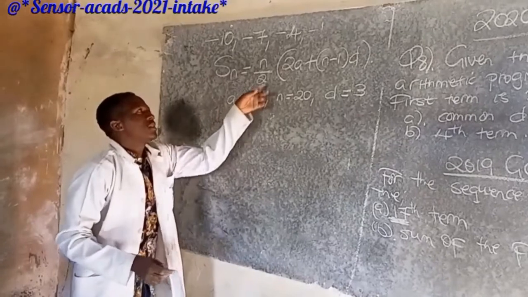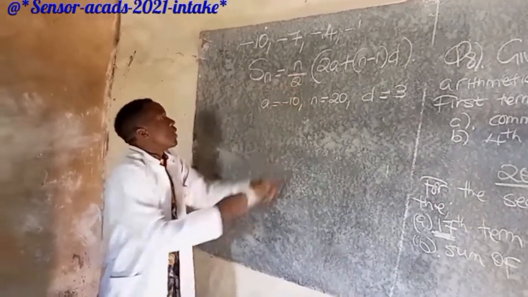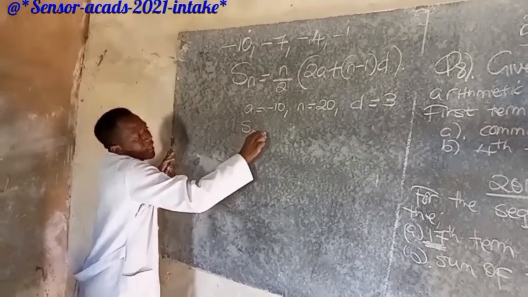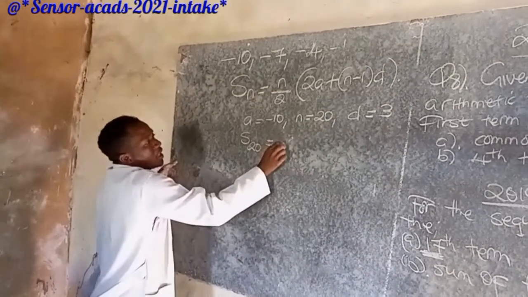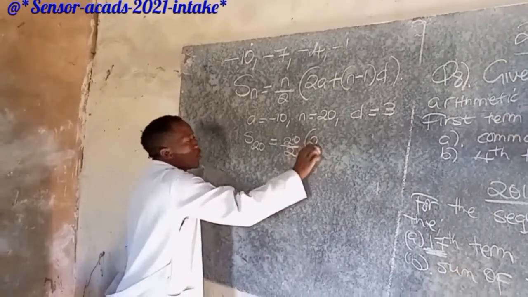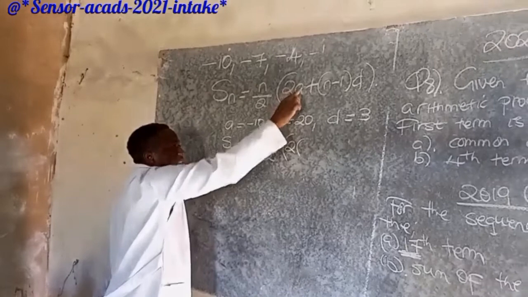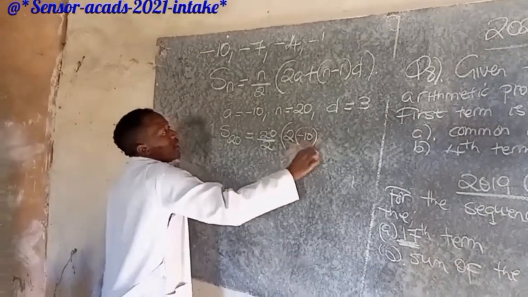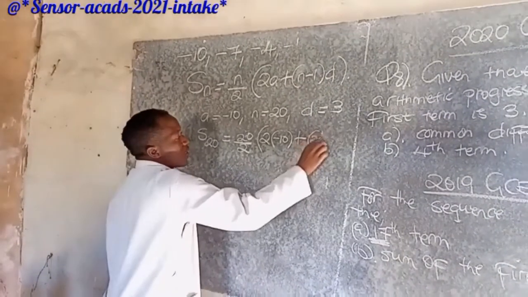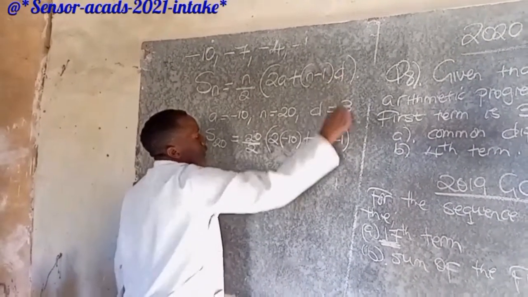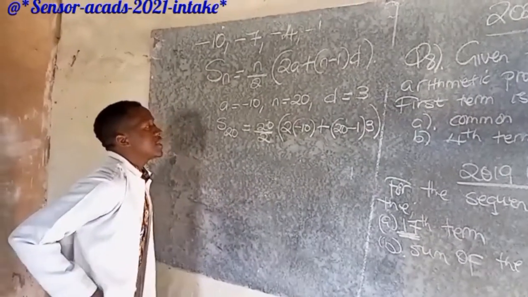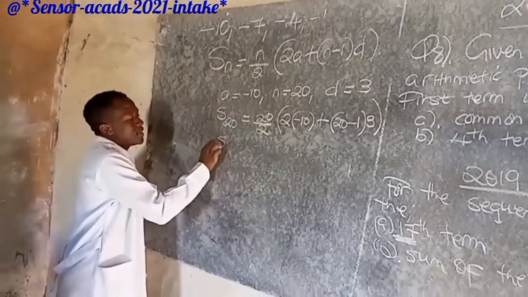Let's substitute these into the correct formula and see what we are going to evaluate. So the sum of the 20 terms: where there is n, we replace with 20 over 2, open brackets 2 multiplied with a, which is negative 10, then plus, open brackets, where there is n we replace 20 minus 1, and where there is d, we replace with positive 3. Having done that, we are going to evaluate to its simplest stage.